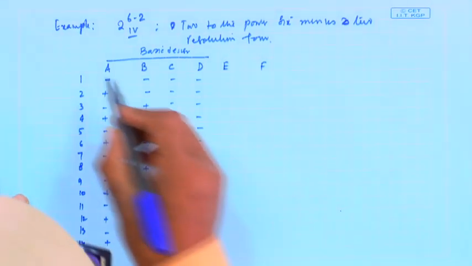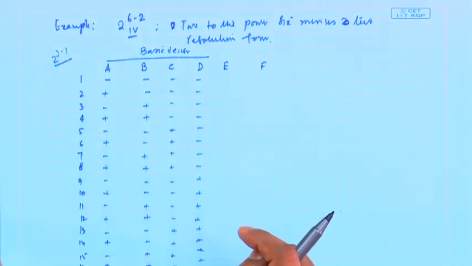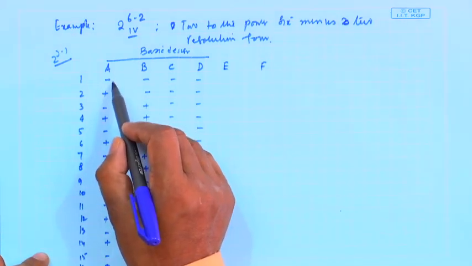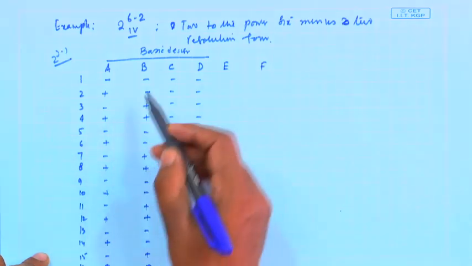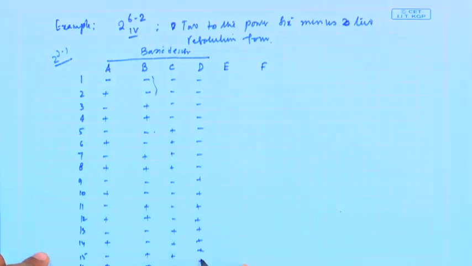Okay. So, you know that it is 2 to the power j minus 1 minuses followed by pluses, and that will repeat. So, that is why it is minus plus one after another, then 2 minus 2 plus, 4 minus 4 plus, 8 minus 8 plus. So, that is the basic design.